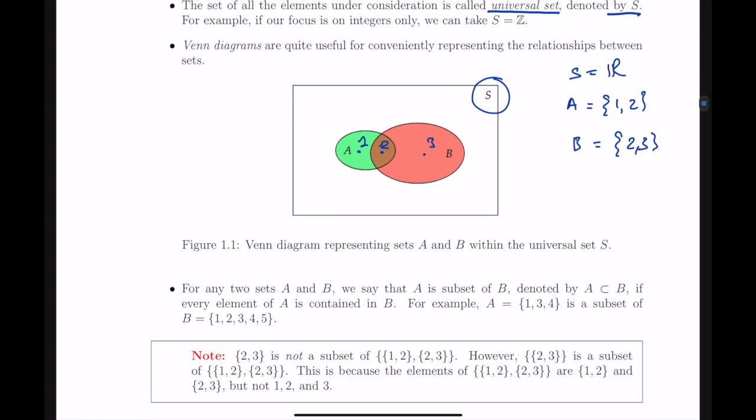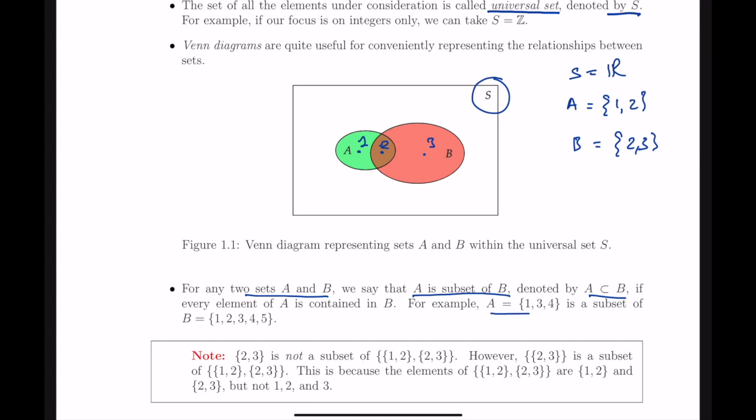Okay, once we have such a representation or understanding, we can talk about more relationships. The first relationship is the subset relationship. Let's say we have two sets A and B, and we say that A is a subset of B, denoted like this, if every element of A is also present in B.